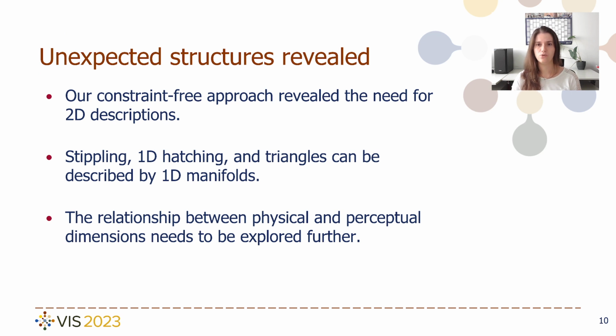So, what did we learn so far from our studies? Our constraint-free study approach revealed the need for 2D descriptions. The perceptual spaces were not sufficiently described by one dimension. Stippling, one-dimensional hatching, and triangles can be described by one-dimensional manifolds in two-dimensional space. A downside of multidimensional scaling is that it does not reveal the meaning of the dimensions of the perceptual space. So, in future work, the relationship between physical and perceptual dimensions needs to be explored further.